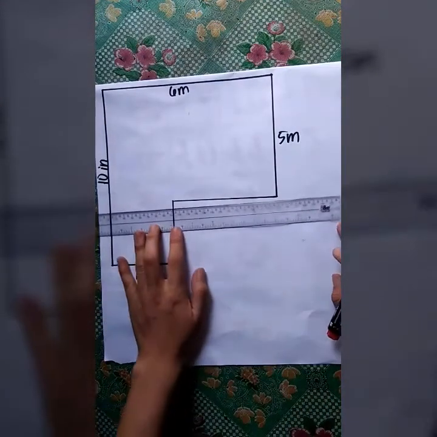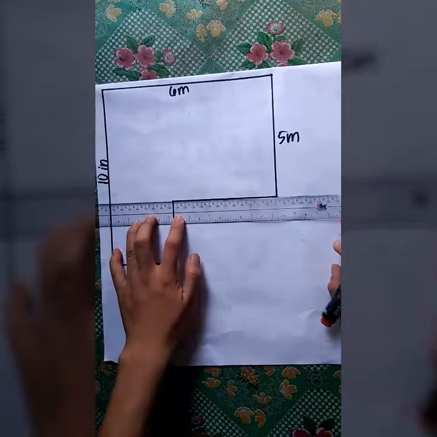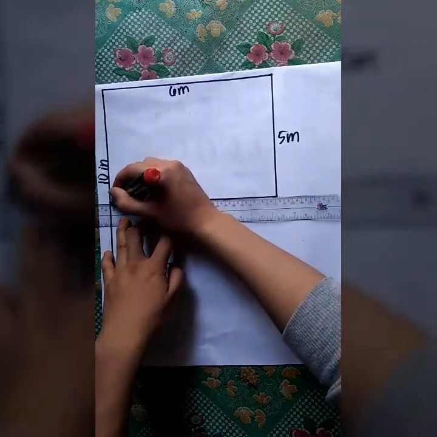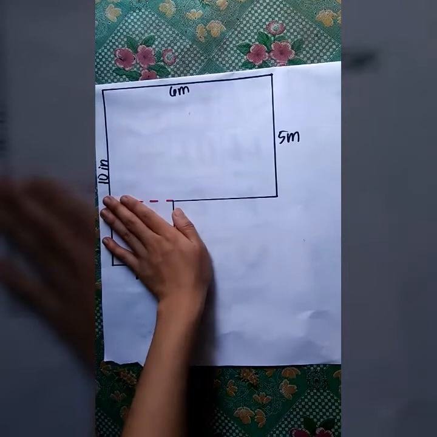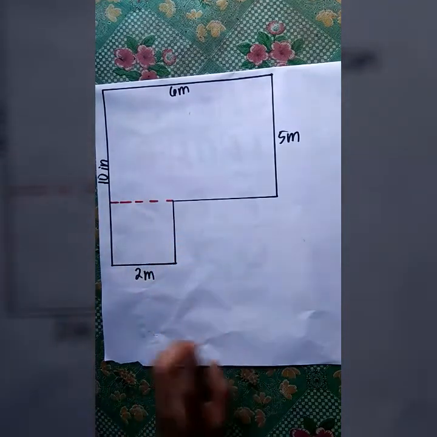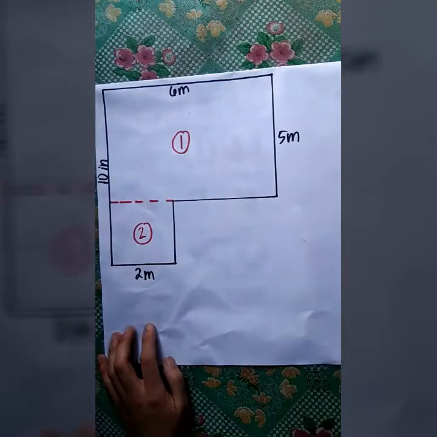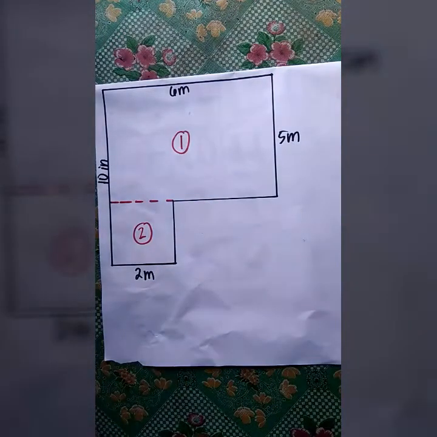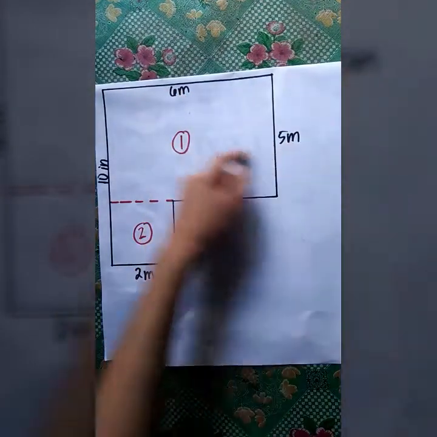Okay, so we are going to cut this. The easiest way is to cut it this way. So therefore, we have here two figures again, maybe two rectangles. This is figure 1 and this is figure 2. Let's fill in the things that we need. So we have here the length, we have here the width.